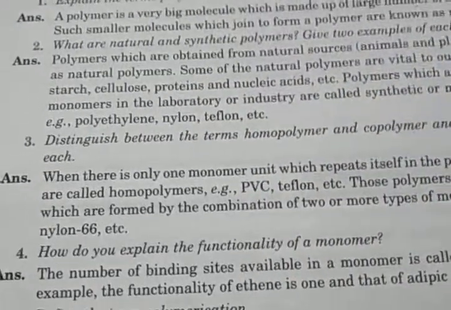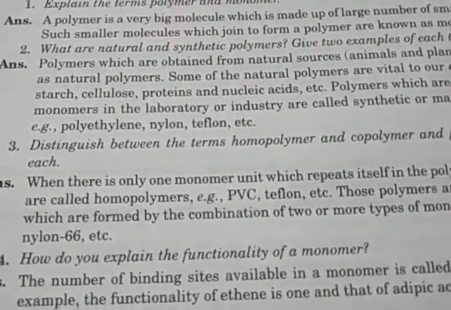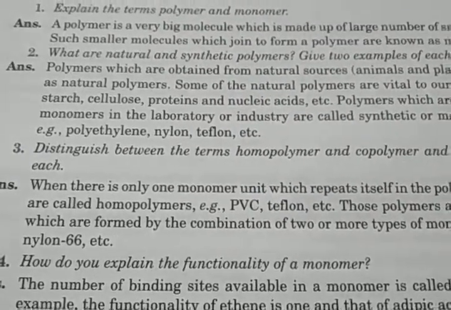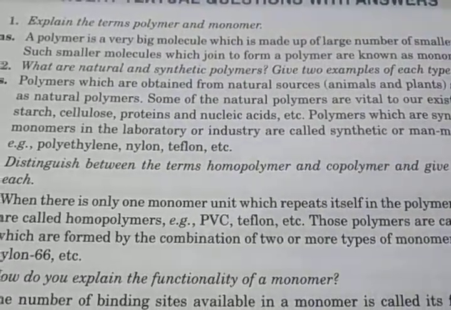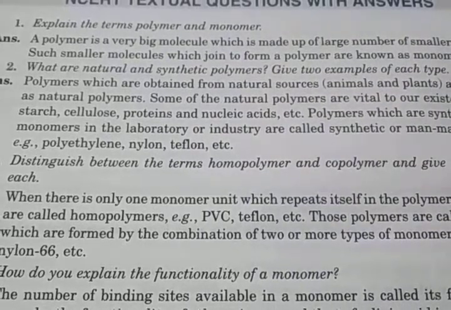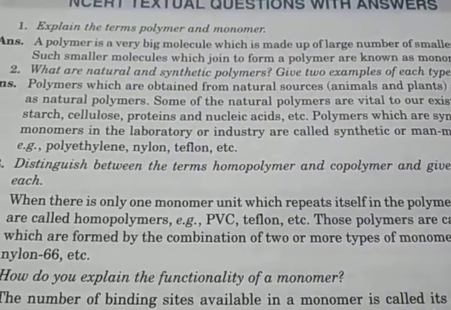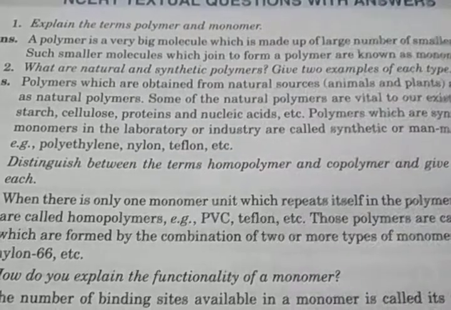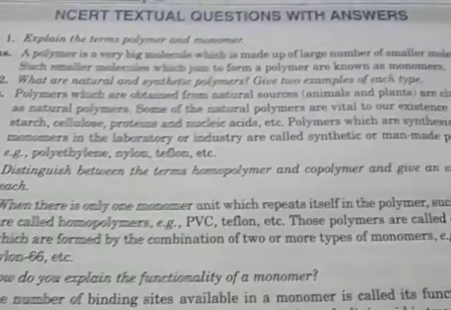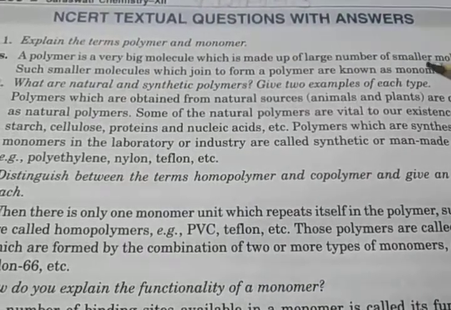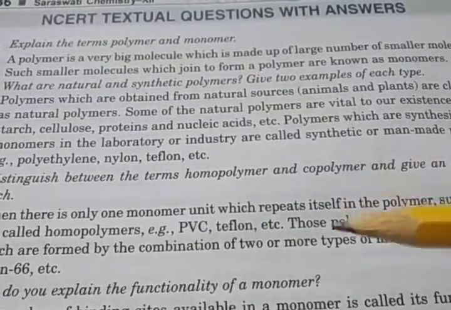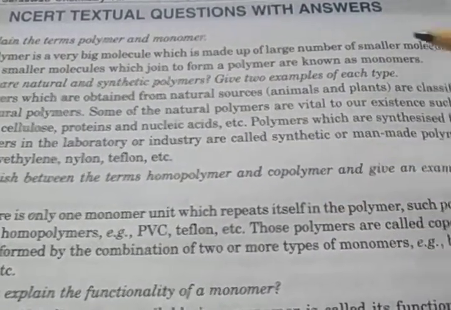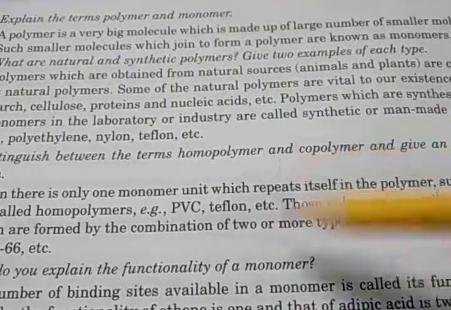Question number three: distinguish between the terms homopolymer and copolymer. When there is only one type of monomer unit which repeats itself in the polymer, such a polymer is called a homopolymer. Those polymers which are formed by the combination of two or more types of monomers are called copolymers. These are the main differences.